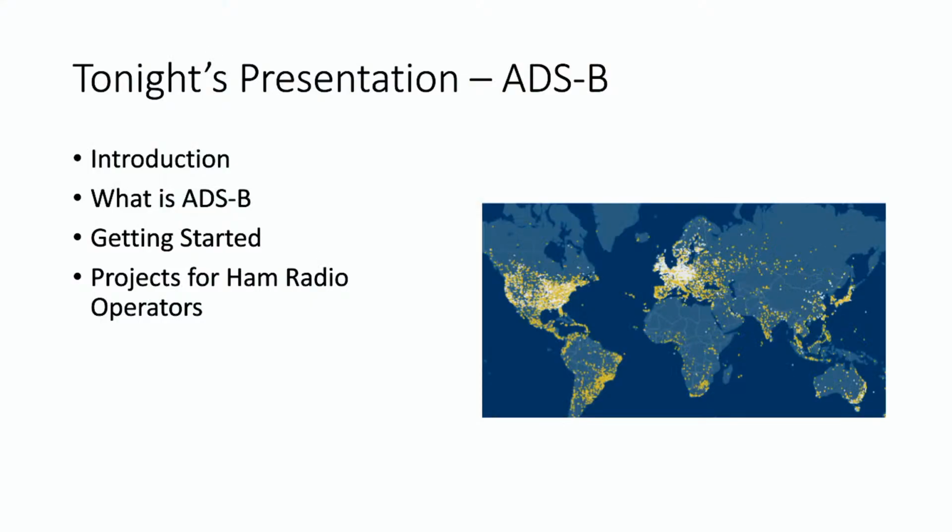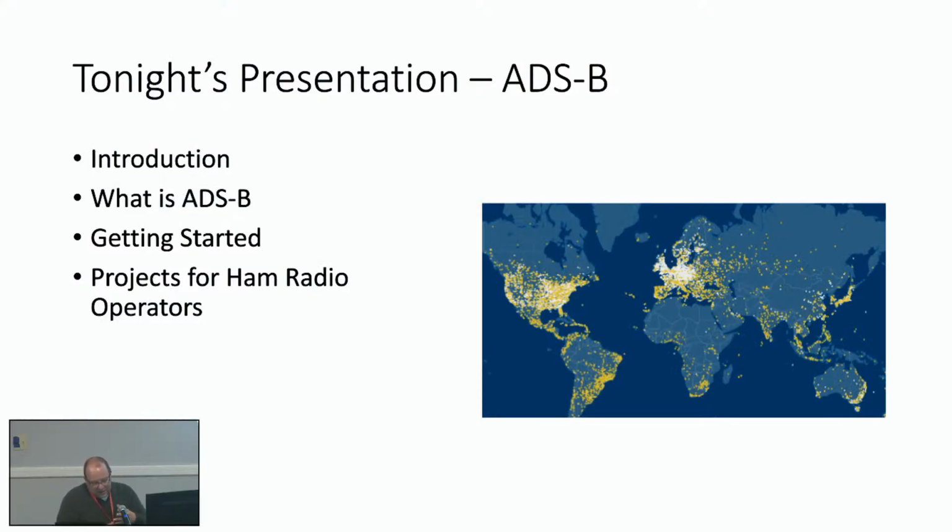So ADSB, you may or may not have ever heard of it. What is ADSB? We're going to talk about that in my introduction. I'm K4DQP. What is ADSB? How to get started, and then projects for ham radio operators. If you look at that map of the world, that's what ADSB coverage is. There are a lot of places in the world where nobody lives, or there's not good internet connection, and there's not a lot of flight tracking going on in those parts of the world.